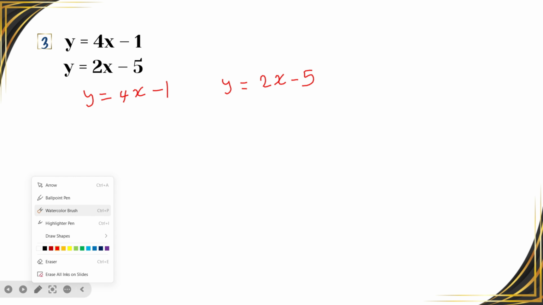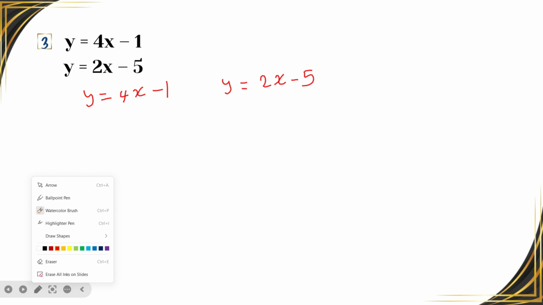Next question. First, write the two equations beside each other like this: y equals x minus 1 and another equation with x minus 5. Like we said, to solve by using substitution, you need one variable isolated in one equation.